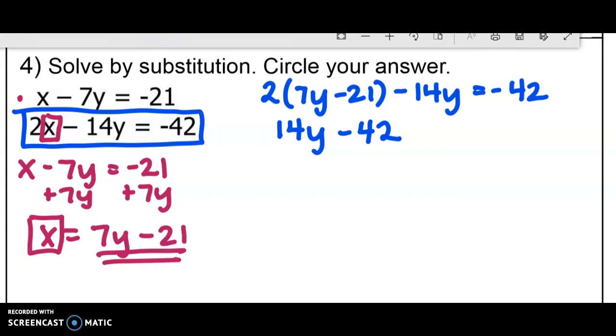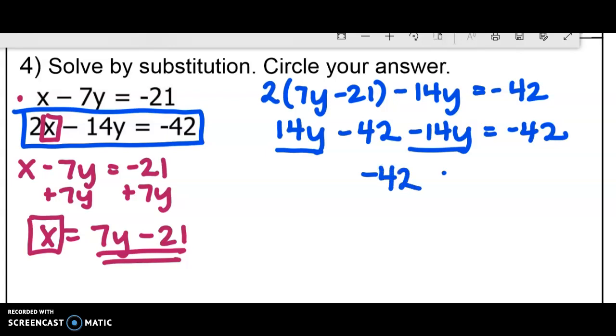Now, do I distribute the 2 to the negative 14y? No, because remember, it's not in the parentheses. I only distribute the 2 to whatever's inside the parentheses, so this just hangs out right here. Okay, now I've got like terms on one side, so I need to combine them. 14y, negative 14y, well, those are going to cancel out. So all I have over here is negative 42 and negative 42.